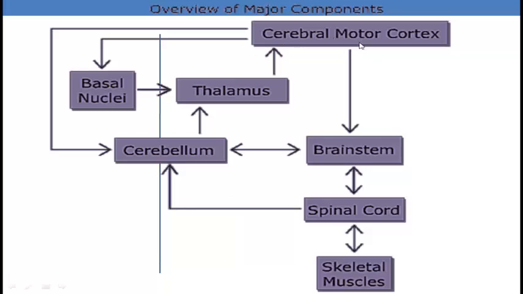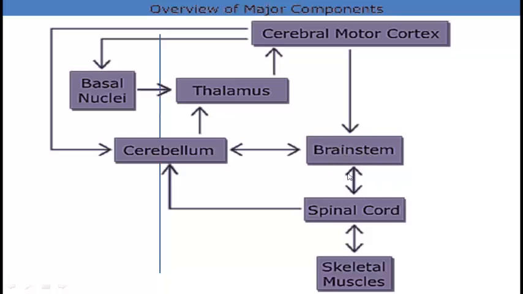So the major components of the motor nervous system are the cerebral motor cortex, and a very important center in the CNS called the thalamus. Sometimes we call it a neuronal relay station. It has a number of centers for both motor and sensory nervous system. We have basal nuclei or basal ganglia. We have the cerebellum. We have the brainstem. As you can see, there is networking, connections, and relationships between all these centers.